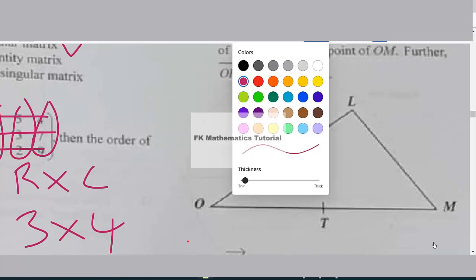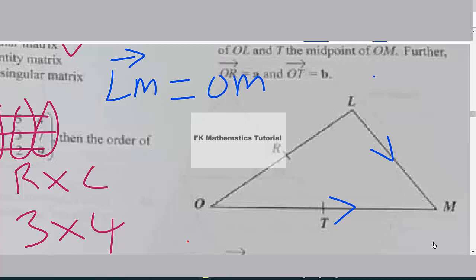let me change it. Okay, let me choose this one. So vector LM will be equal to, so this vector will be equal to this vector, which is vector OM, then plus this vector, which is vector LO.